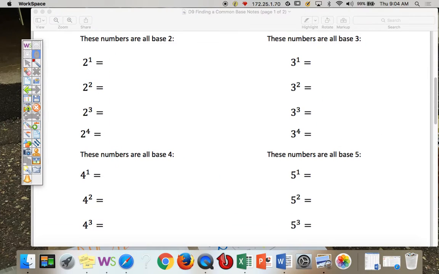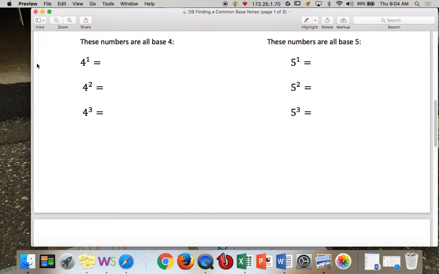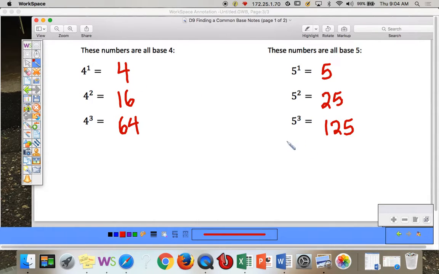Let's look at numbers base 4. Oops. 4 to the first is 4. 4 squared is 16. 4 to the third power is 64. 5 to the first is 5. 5 squared is 25. 5 to the third is 125. And again, remember what it means. It doesn't mean 5 times 3. It means 5 times 5 times 5.